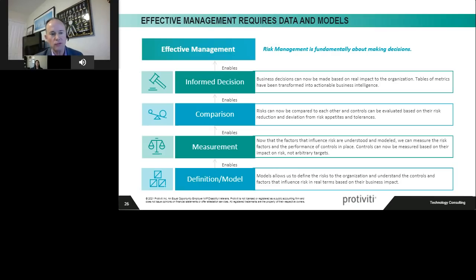Doing so gives us the ability to make comparisons. We can look at controls. We can look at inherent risks versus residual risks. We can look at costs of projects and how they mitigate things, which enables us ultimately to make some sort of informed decision. Business decisions can be made based on what the real impact is to the organization.